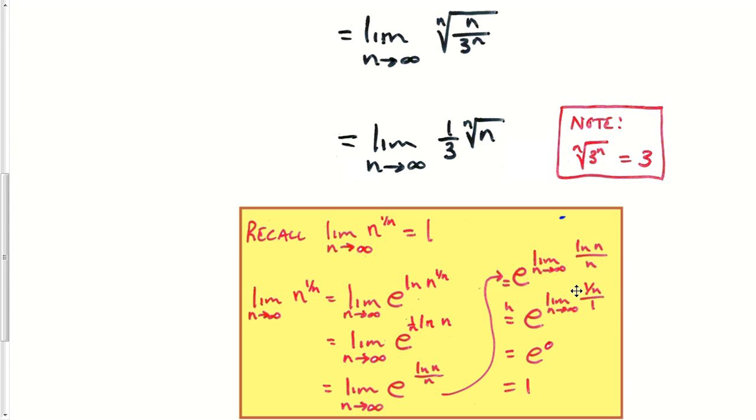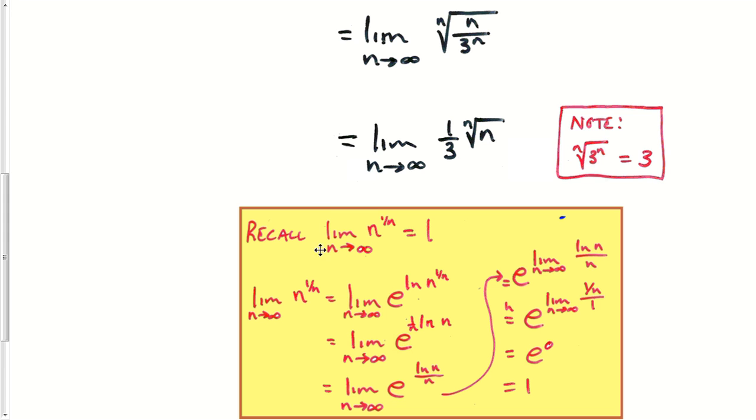And L'Hopital's rule says, to do that, we take the limit of the derivative of the numerator divided by the derivative of the denominator. Well, the derivative of natural log of n is 1 over n. The derivative of n is 1. So we're just taking the limit of 1 over n over 1, as n goes to infinity. Of course, the limit of 1 over n as n goes to infinity is 0. So this ends up being e to the 0 power, which of course is just 1.